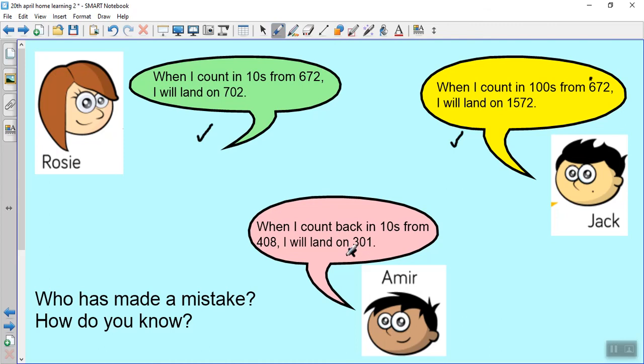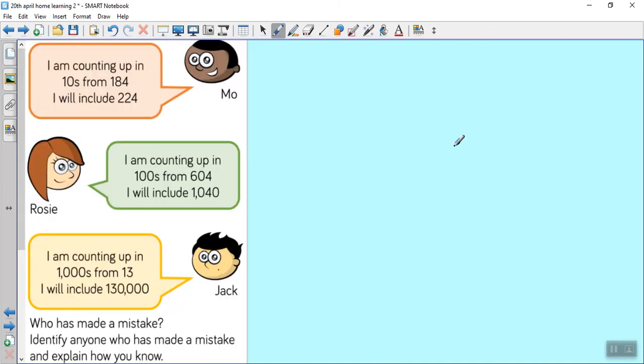So how do we know? Because if you take away tens from a number, you'll always have the same number of ones. So you should have 8 ones, not 1. This is a similar question, so pause the video and have a go.